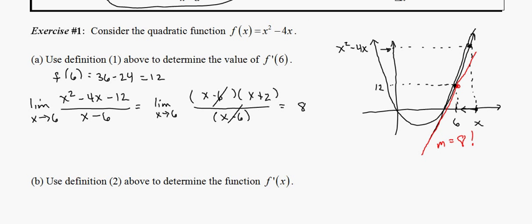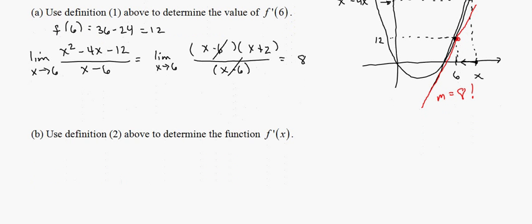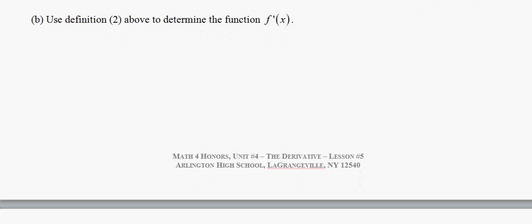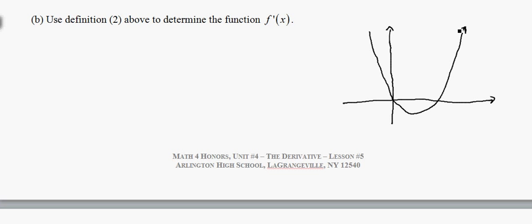Letter B, it says, now we want to find the derivative function. Algebraically, students tend to find this one much more difficult. But let's go back to that picture of the parabola. Now I don't want the slope at 6, I want the slope at any x. So again, get our parabola in there. Let's say I want my slope at x.